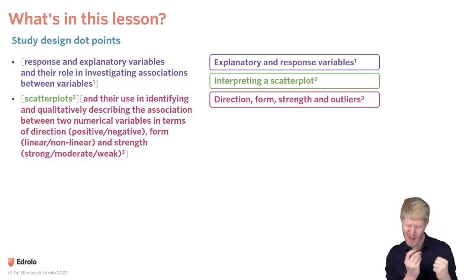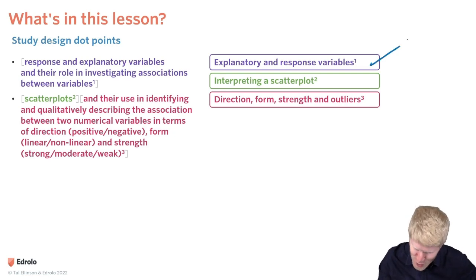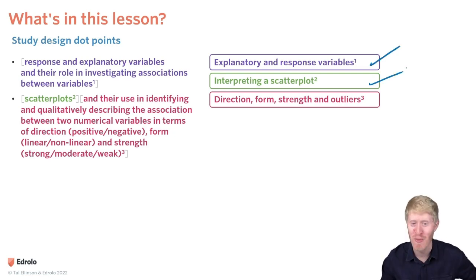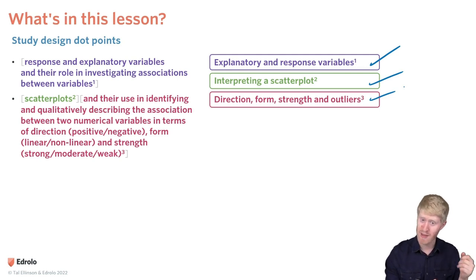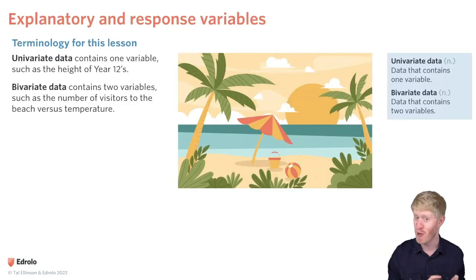We're going to be doing our analysis and our modeling and our predictions a bit later, but we need to get our fundamentals right. Explanatory and response variables, interpreting a scatter plot, and then looking at the direction, form, and strength and outliers of our scatter plots. Explanatory and response variables are two variables.